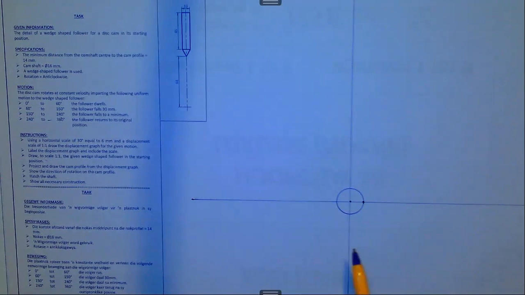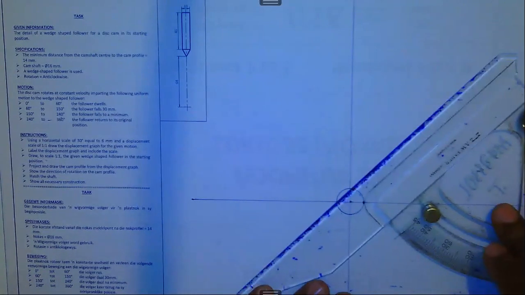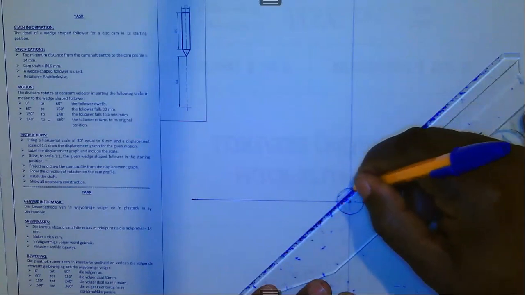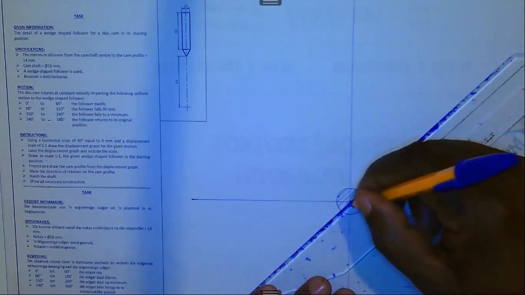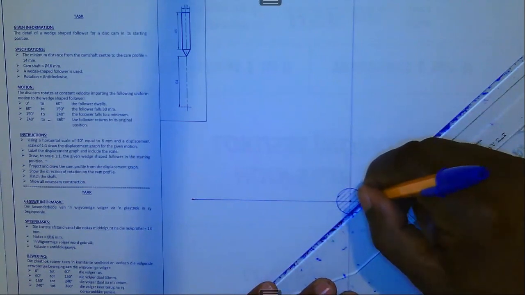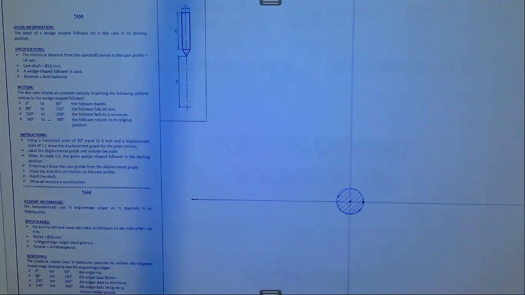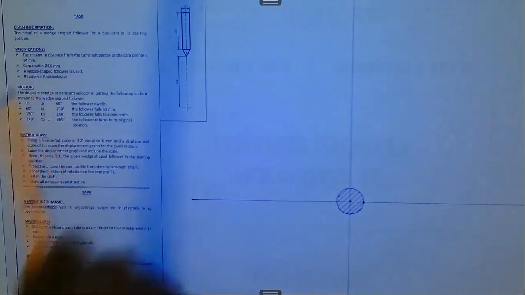You draw a circle, radius 8. Once you have done that, the next thing is to hatch this. This is the camshaft. You hatch this. So the moment you have drawn the camshaft, you outline it, then you hatch it. Then the next thing that we need now is to define the minimum diameter.